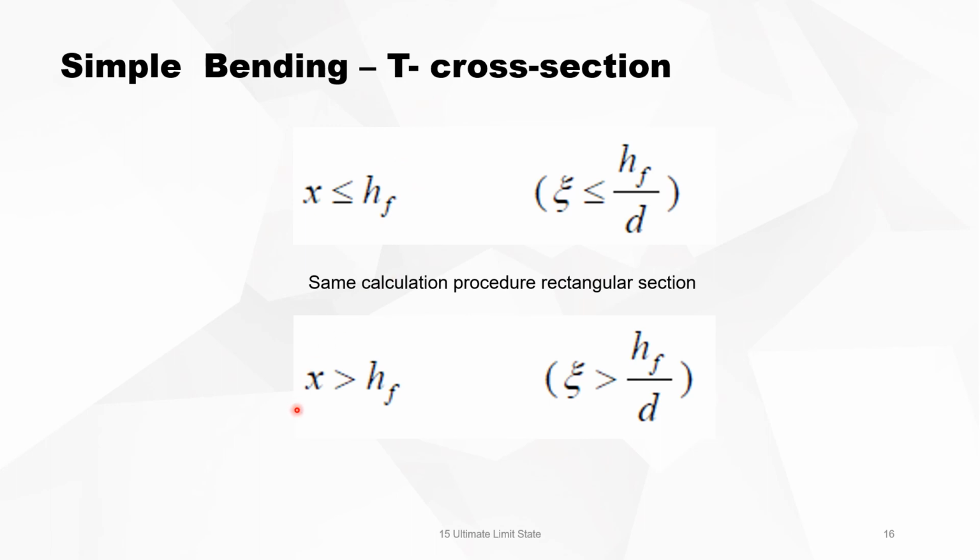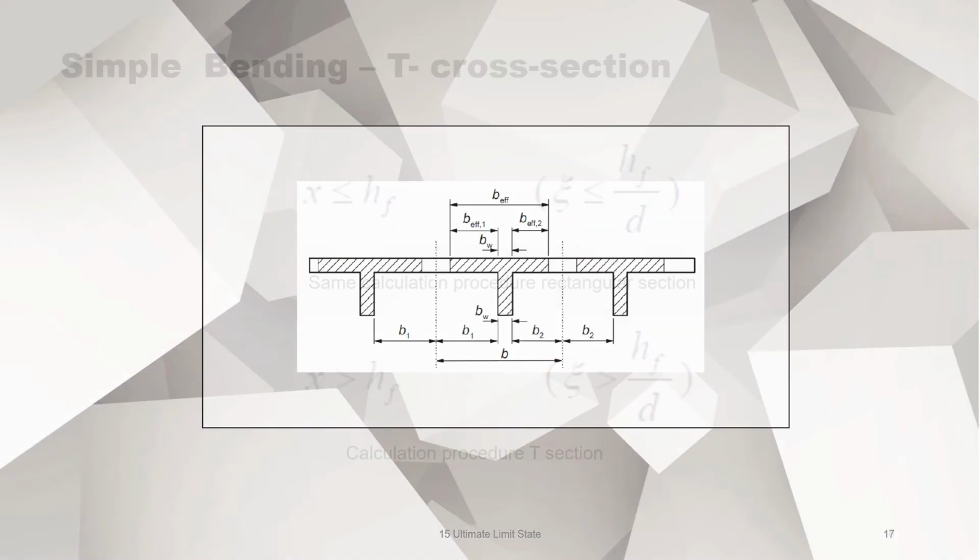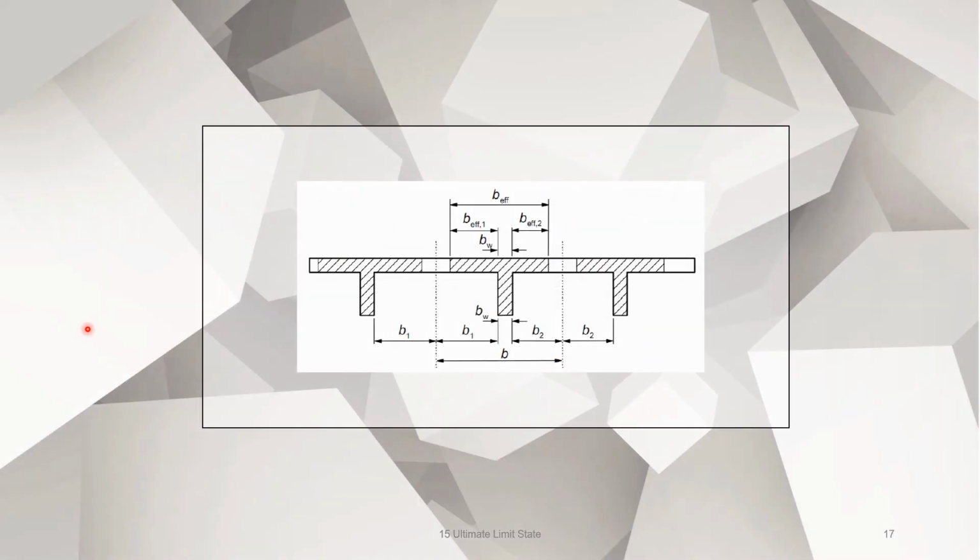But if the depth of the neutral axis is bigger than the depth of the flange, then you have to calculate it with the procedure of a T-section. So now you can calculate for a T-section the needed reinforcement under simple bending. See you at the next lecture.